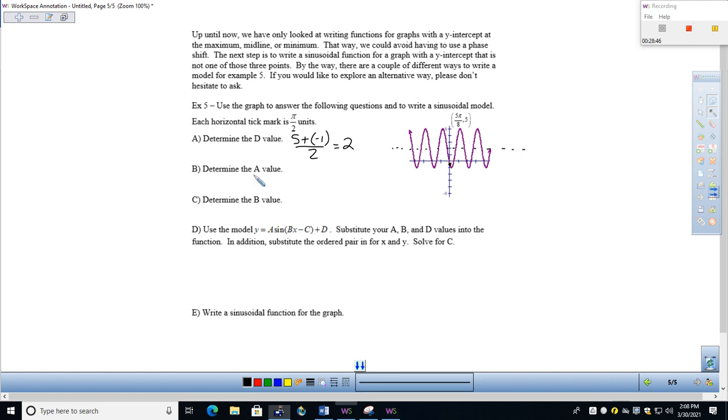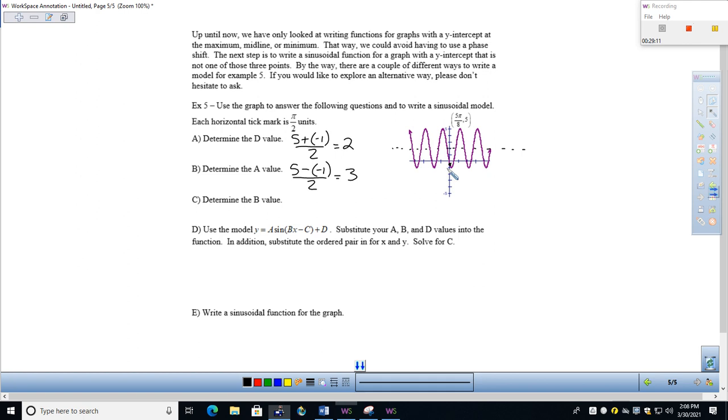The a value, so that would be coming up with the amplitude here. So that would be 5 minus -1 and divide by 2. So 5 minus -1 is 6, divide by 2, and that gives us 3. And you can see right here, if I just count from here to the top, that's 3, or from there to the bottom, that's 3.